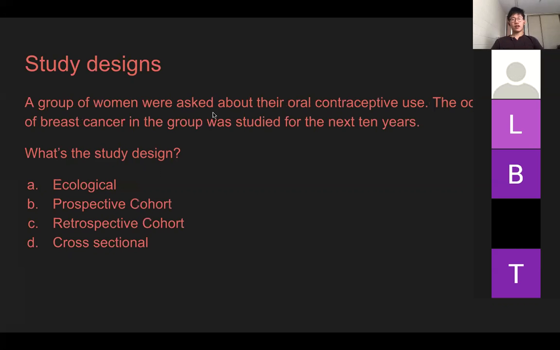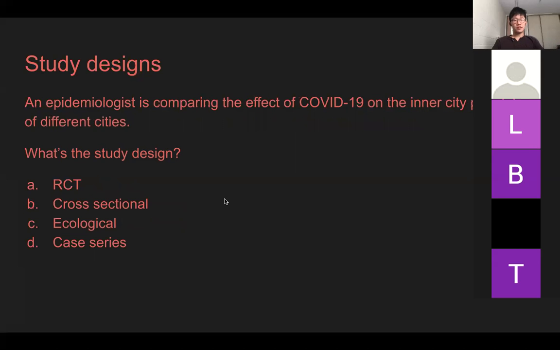A group of women were asked about their oral contraceptive use. The occurrence of breast cancer in the group was studied for the next 10 years. What is this? Yep, it's B. It's prospective cohort, because you are going forward in time. You have the exposure, and then you follow up for the next 10 years to see if the disease develops.